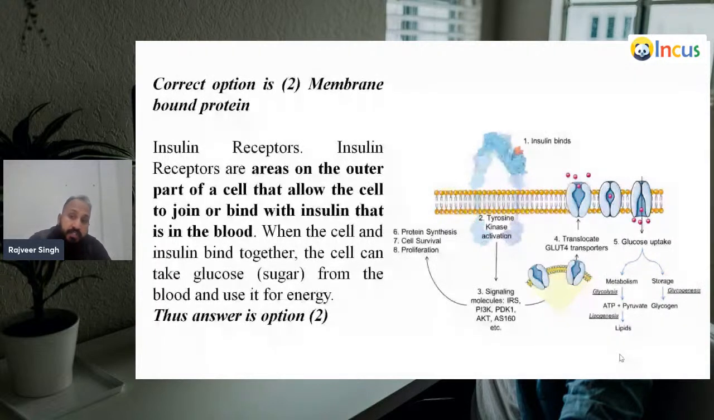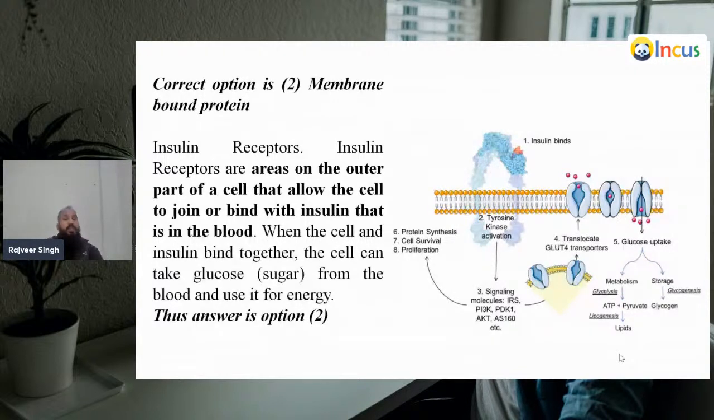Fifth part, glucose uptake, metabolism, storage: glycolysis, glycogenesis, ATP and pyruvate, glycogen, lipogenesis, lipids, right? And then after, number 6 point is the protein synthesis, cell survival and proliferation. So the answer will be second.